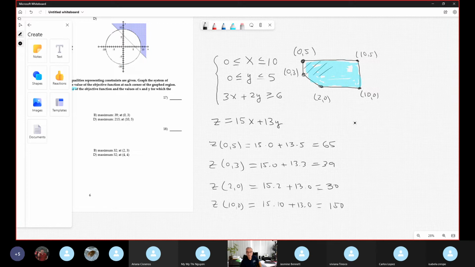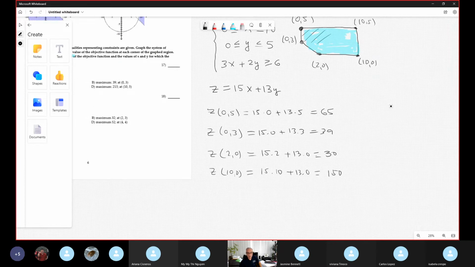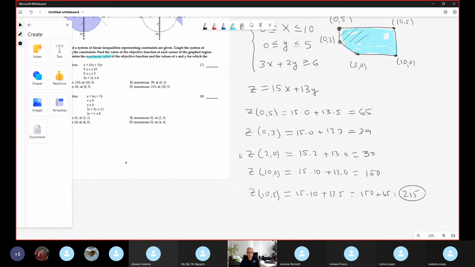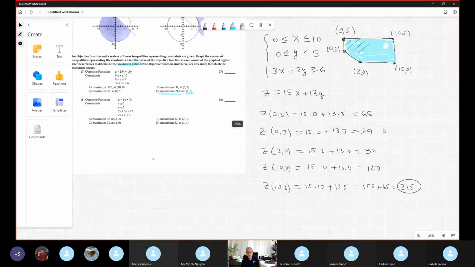Oh, okay, increasing. It's obvious, right? Now, finally, at 10,5 is 15 times 10 plus 13 times 5. This is 150, and this is 65, and the answer is 215. And it's the maximum. Look, the maximum is equal to 215. It occurs at the point 10,5. Okay? So you need to make selection. Suppose that this obeys the word problem.